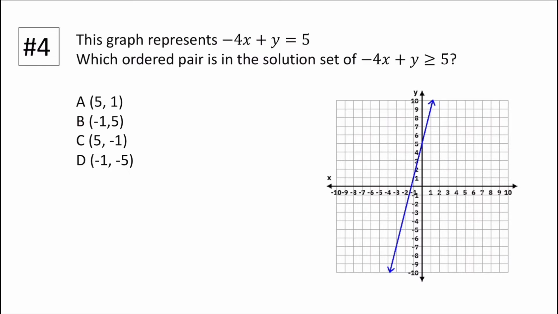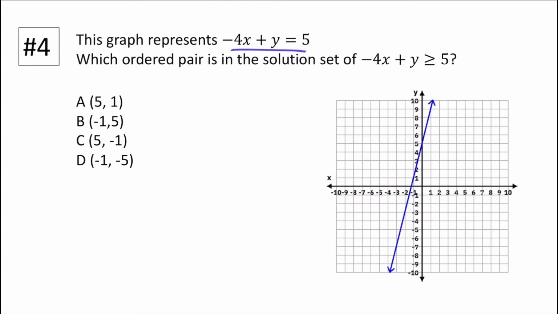Which ordered pair is in the solution set of negative 4x plus y is greater than or equal to 5? So notice what they've done here is they've graphed the line. They've done half the problem for you, but they want to figure out which ordered pair is in the solution set. Remember, the solution set will be the shaded region.